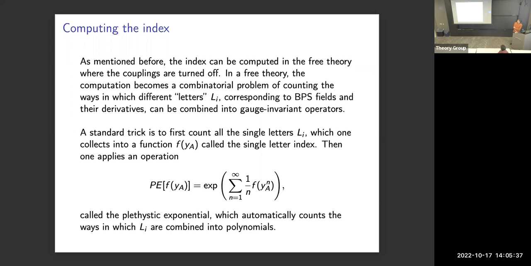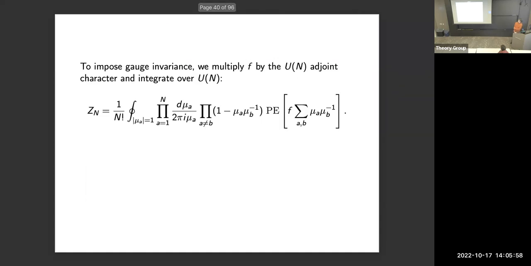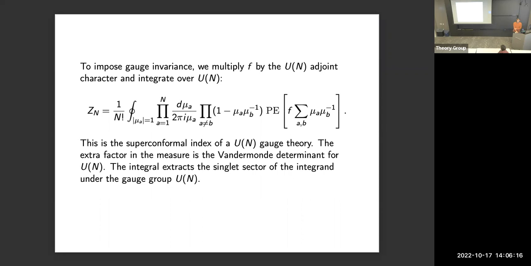A standard trick is to first count all the single letters, which one collects into a function of y, called the single letter index. Then one applies an operation called the plethystic exponential, which automatically counts all the ways in which L_i are combined into polynomials. Now we have to impose gauge invariance on these polynomials. To do so, we multiply f, which only contains adjoint letters, by the U(N) adjoint character, and we integrate over U(N). So this is the superconformal index of a U(N) gauge theory. The extra factor in the measure is the Vandermonde determinant for U(N), and the integral extracts the singlet sector of the integrand under the gauge group U(N).